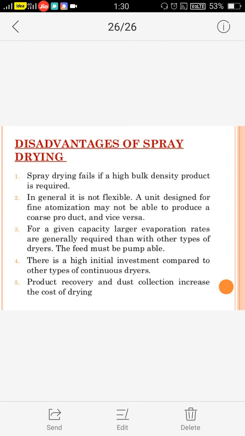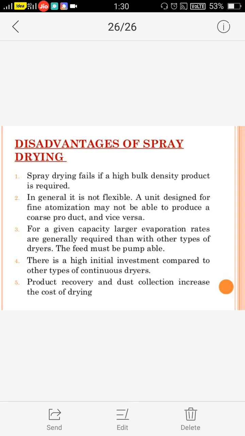And then disadvantages of spray drying: spray drying fails if a high bulk density product is required. In general, it is not flexible. A unit designed for fine atomization may not produce a coarse product and vice versa. So for a given capacity, larger evaporation rates are generally required than in other types of dryers.